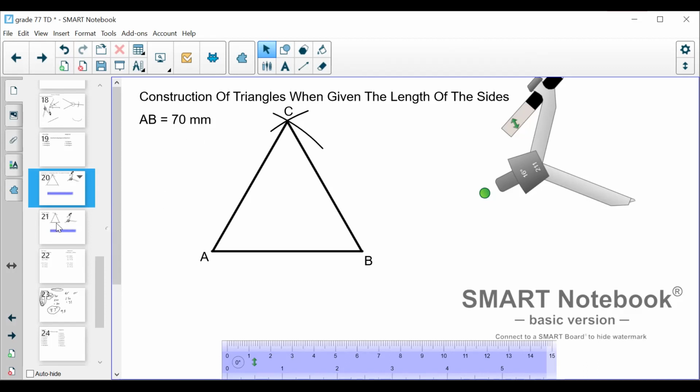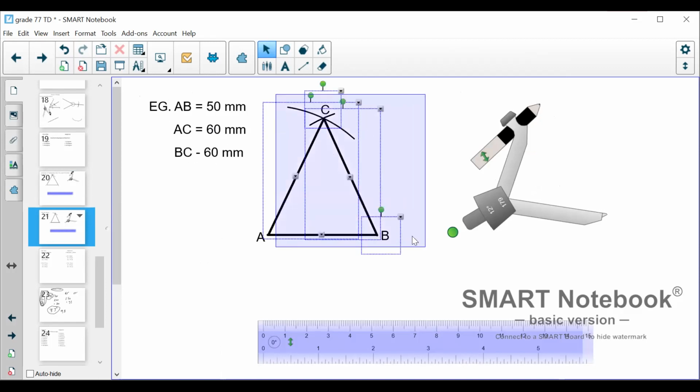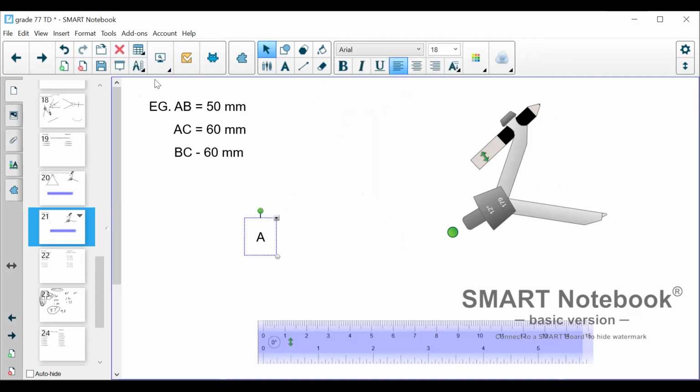Good. Now there's another scenario, where we have a triangle ABC. The length AB, which is the base, is 50. AC, which is the left side, is 60. BC is also 60. So we want to construct this triangle using these measurements that are given here. So I'll just get rid of this and we'll start from the beginning.